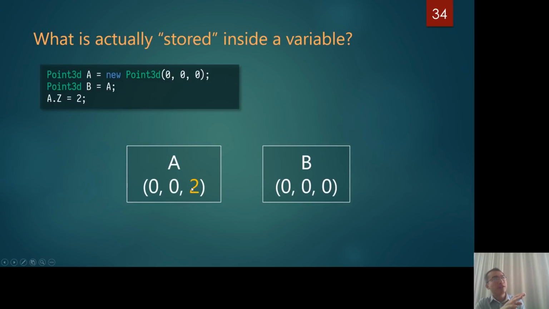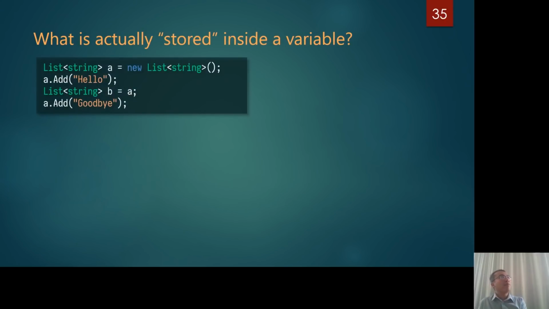Now things get weird for a certain kind of data type. What if this time my data type is a list of string? This is going to be a bit odd at first. When I write list string A, this part creates a variable, again a box, labeled A. The box is meant to store a list of strings, but actually what is stored inside is not the actual content of the list. The list is stored somewhere else.